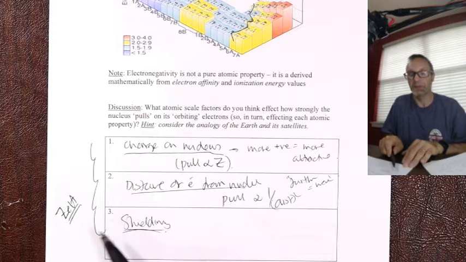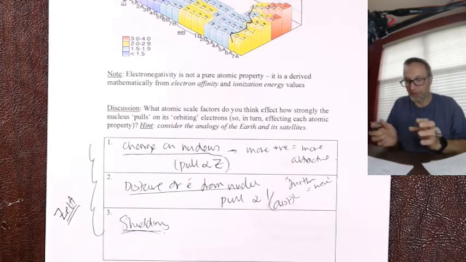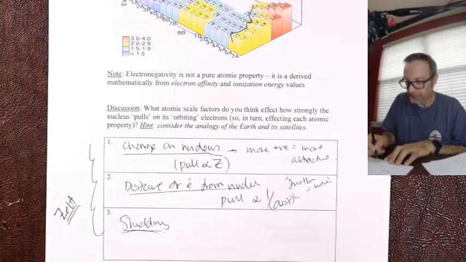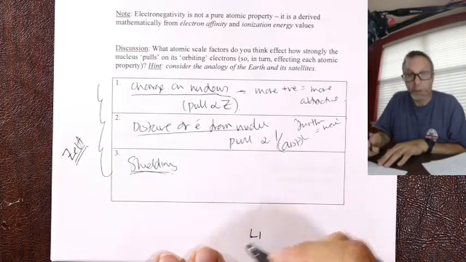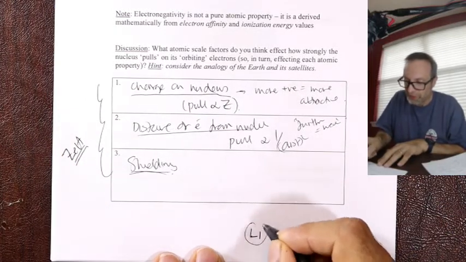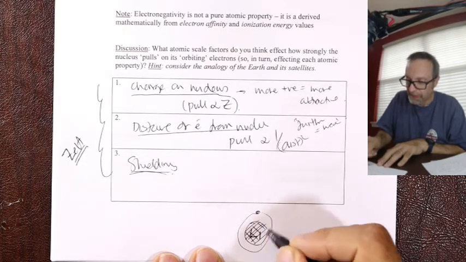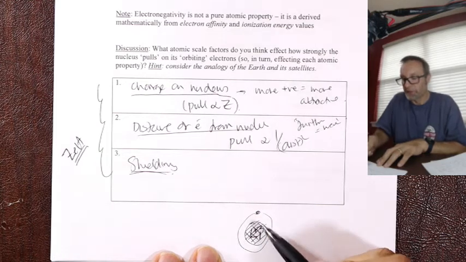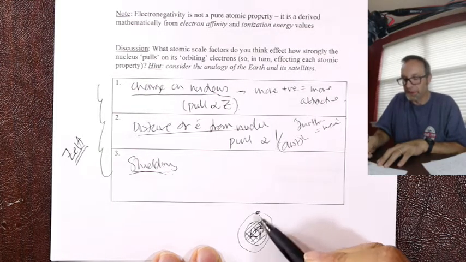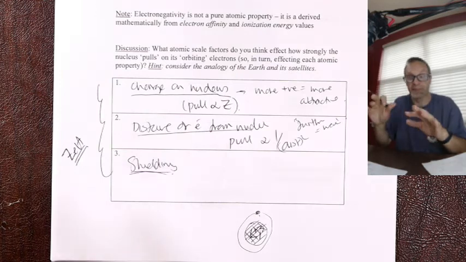And one thing that leads to taxation is shielding. We'll do this in more detail on the next page, but think about lithium. I'm going to do a mixed model. Here's my 1s orbital with 2 electrons in it, 1, 2, and there's my valence electron out there. Lithium has a +3 nucleus. You'd think that electron feels the attractiveness of a +3, but it doesn't, because there are 2 in the way. It's like it's peering through a fog of negative charge.